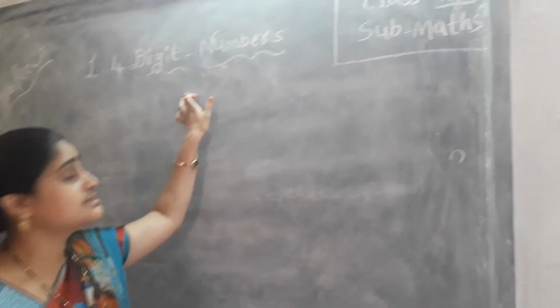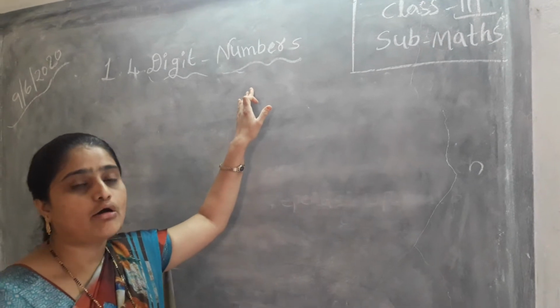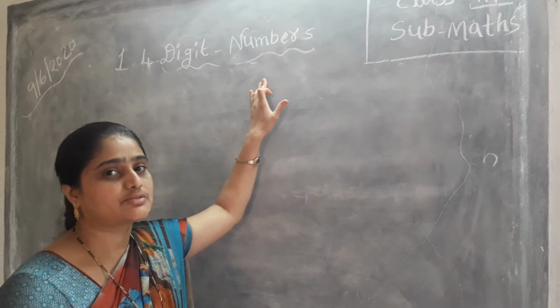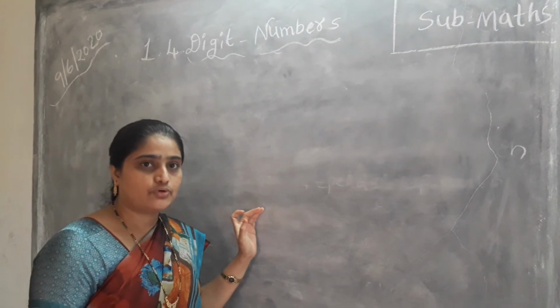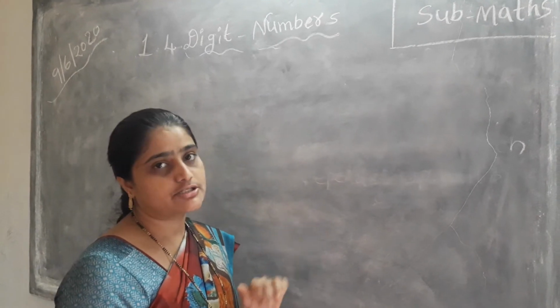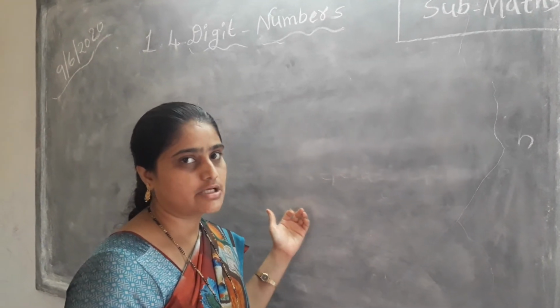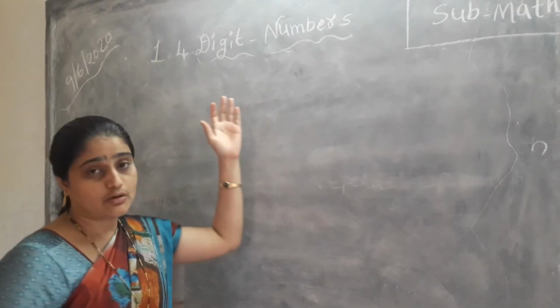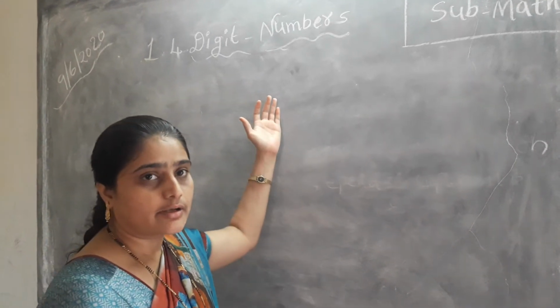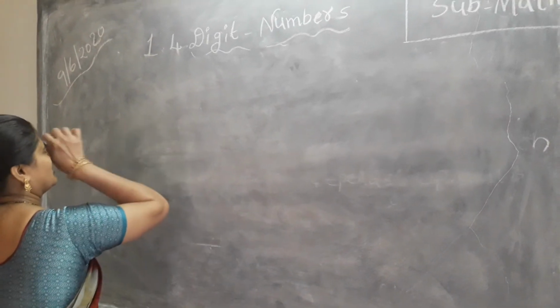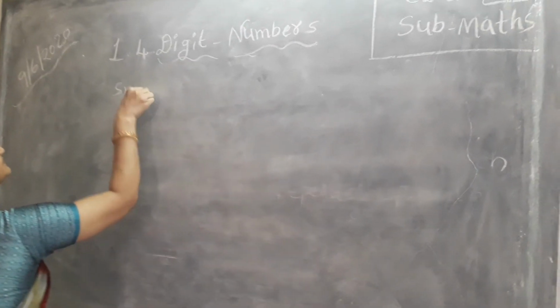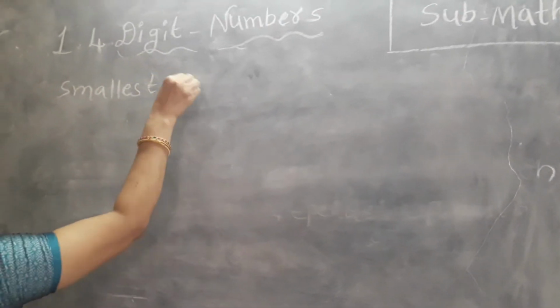First chapter is 4-digit numbers. Already in the previous class I explained the largest 4-digit number and the smallest 4-digit number. How can we write them? Once again we recall the smallest 4-digit number.